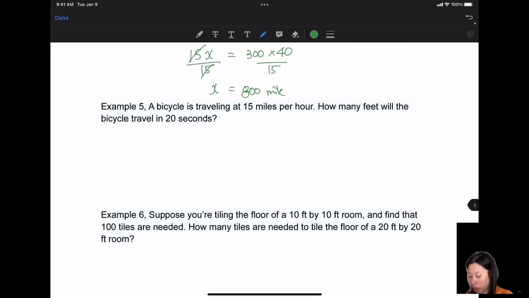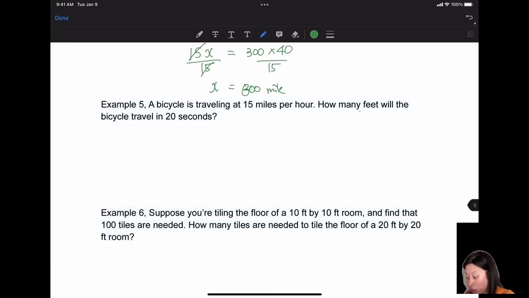So next one, a bicycle is traveling at 50 miles per hour. How many feet would the bicycle travel in 20 seconds? So first of all, here are different units. You can't just set up the proportion since they have different units. First of all, they ask you how many feet the bicycle could travel in seconds. But they give you what? The traveling speed is 50 miles per hour. First of all, we need to convert this 50 miles per hour into feet per second.